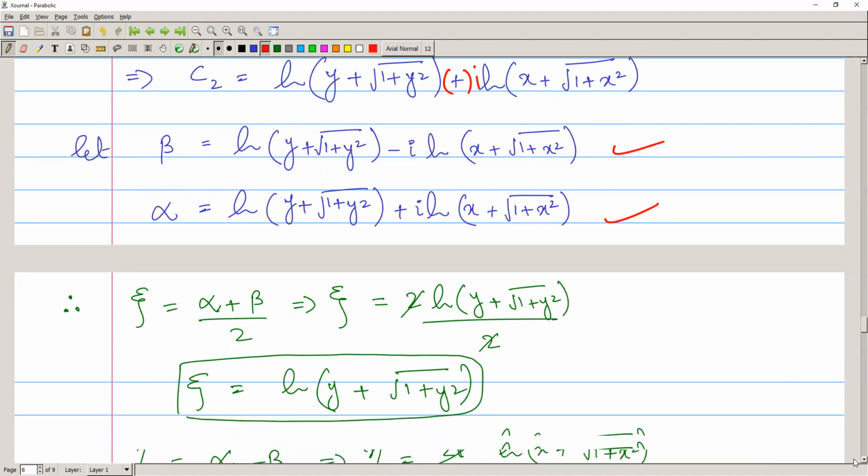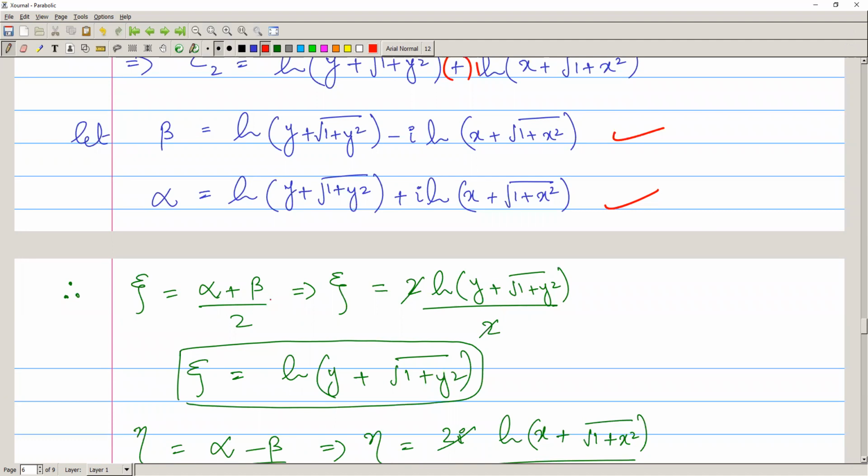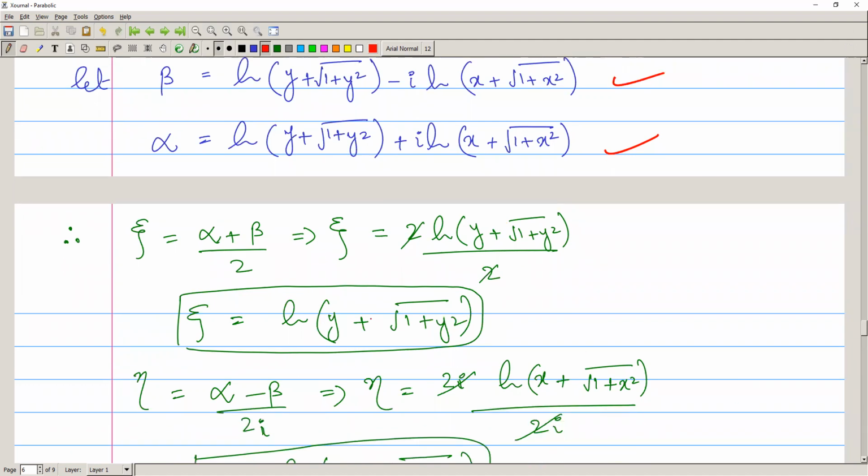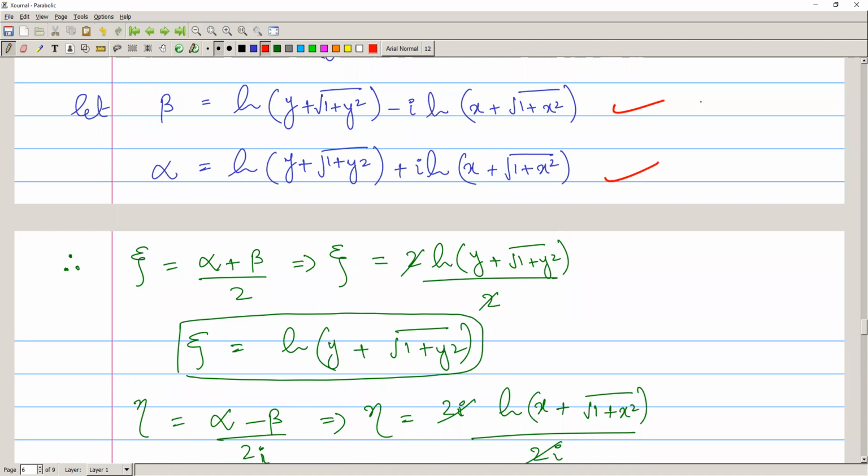Now we will apply the same approach. For psi we will take the average of alpha and beta, and for eta we will take the difference of alpha and beta divided by 2i, right? So by taking the average, if we add alpha and beta, this is positive and this is positive, right?